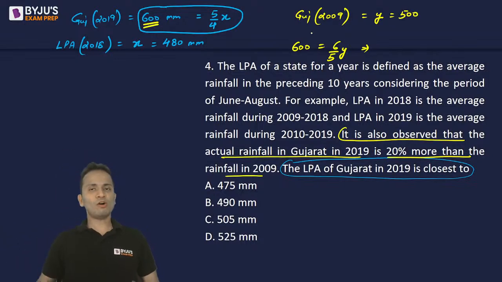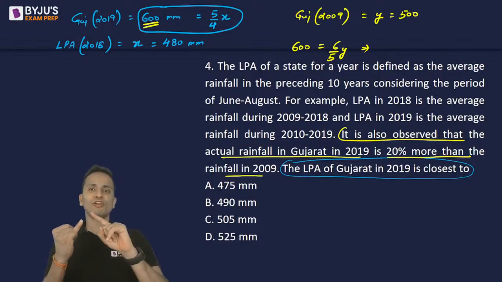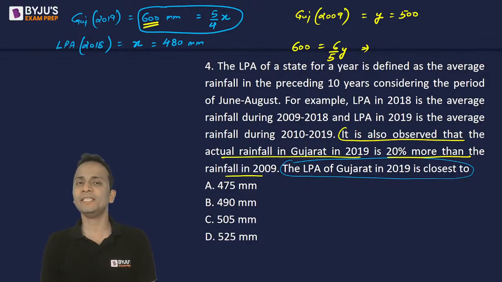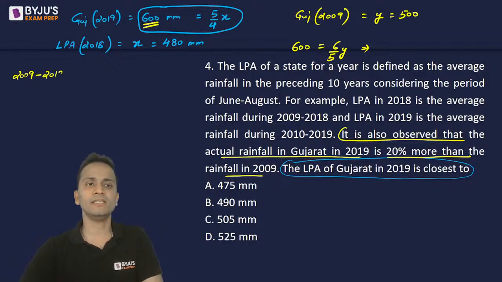Okay. So now what all data do I have? I have the rainfall of 2009, which is 500. I have the rainfall of 2019, which is 600. I also have the LPA of 2018, which is 480. Now what is LPA of 2018? LPA of 2018 is the average starting from 2009 up till 2018.